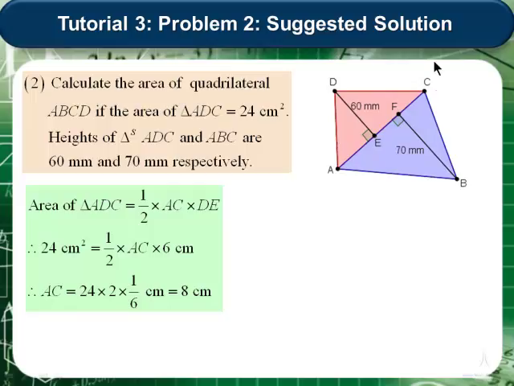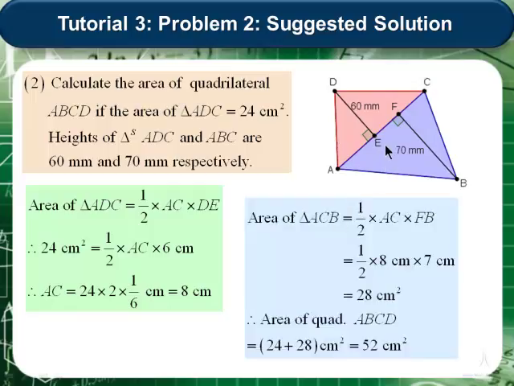Once we know the base AC, which also forms the base for the blue one, we can proceed to calculate the area of triangle ACB as half the base AC times the height FB, and that we get is 28 square centimeters. And of course, to find the area of the quadrilateral, we simply add the two areas of the two triangles, namely 24 and 28 square centimeters, or 52 square centimeters.